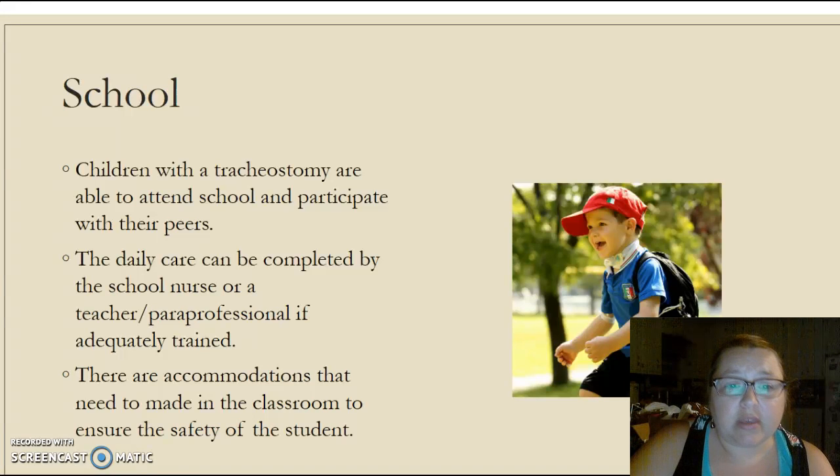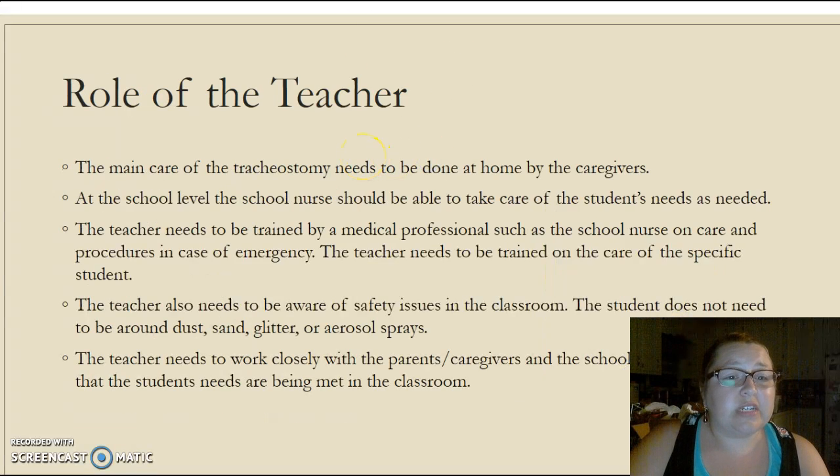The daily care should be completed at home. However, the school nurse or a teacher or paraprofessional can take care of the cleaning if they are adequately trained. There are accommodations that need to be made in the classroom to ensure the safety of the student. The role of the teacher: the main care of the tracheostomy needs to be done at home by the caregivers, but at the school level, the school nurse should be able to take care of the student's needs.